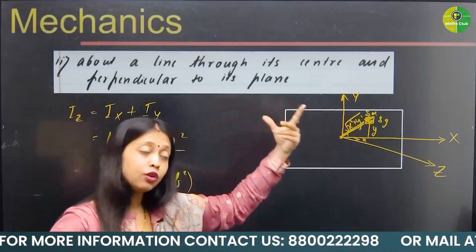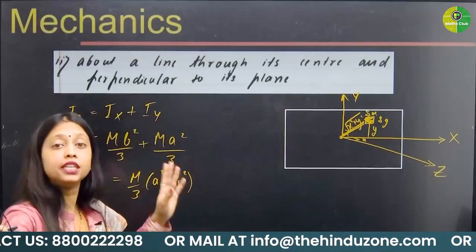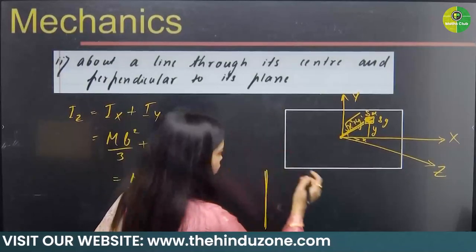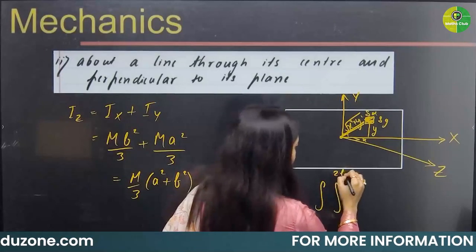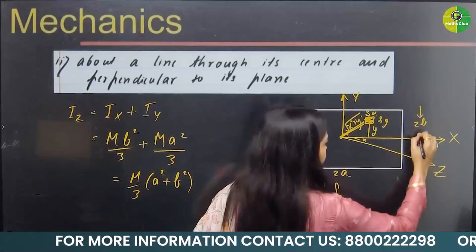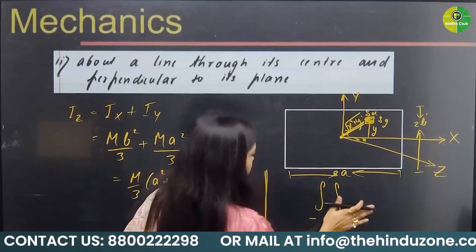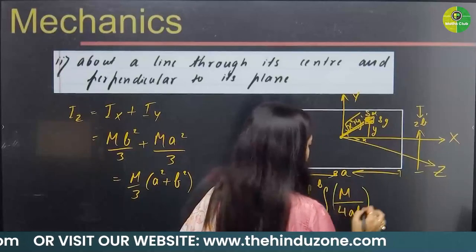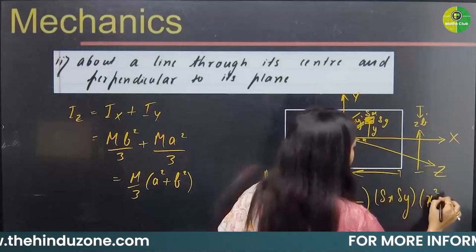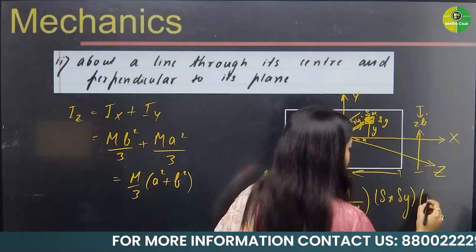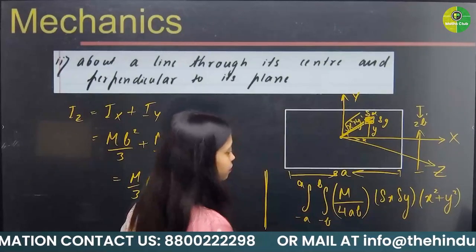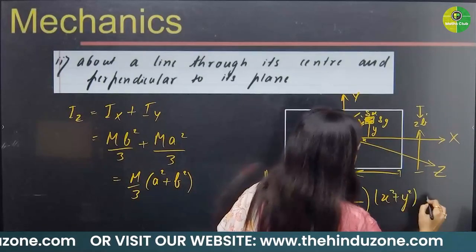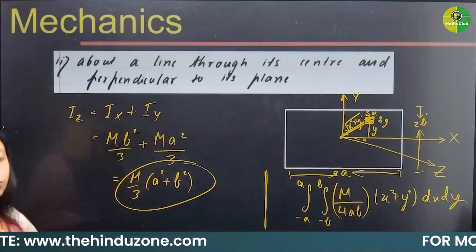And now if you want to calculate it for the whole rectangle, then you have to do a double integration this time. In the double integration, x will be from minus a to a and y from minus b to b. This is 2a, this is 2b. So this will be integration from minus a to a, integration from minus b to b, mass per unit area multiplied by the area of that element, and distance square means x square plus y square, dx dy. You can solve this integration. You'll get exactly the same answer, M by 3 times a square plus b square.